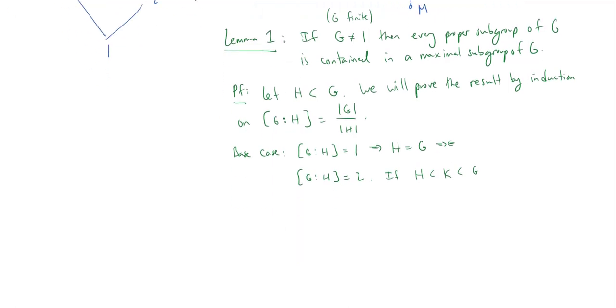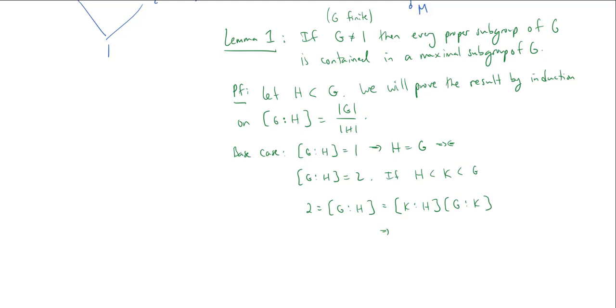So we know that the index of H in G is 2. But the index of H in G is equal to the index of H in K times the index of K in G. And so I now have that 2 can be written as a product. But 2 is a prime number. These are positive integers. So the only way this can happen is if one of these numbers is 1 and one of these numbers is 2.